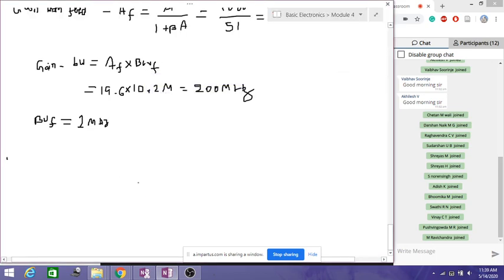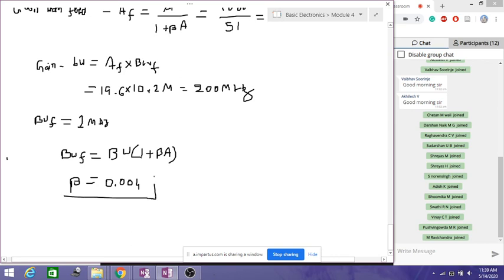So we will use the equation that the bandwidth with feedback is given as the bandwidth times 1 plus beta into A. This was the equation that we used. Now we rearrange this equation, and when we rearrange and calculate, we get the beta value equal to 0.004. This is the value of beta which we need to get a bandwidth of 1 megahertz.